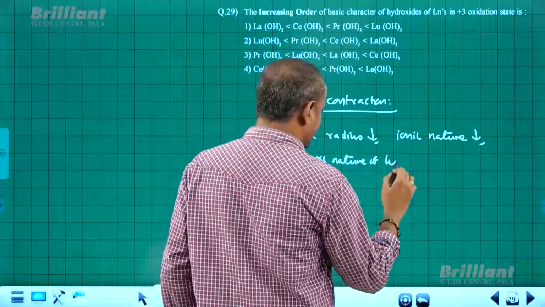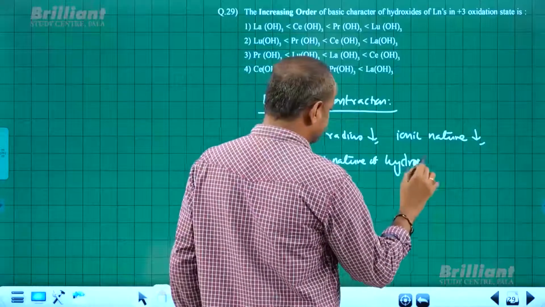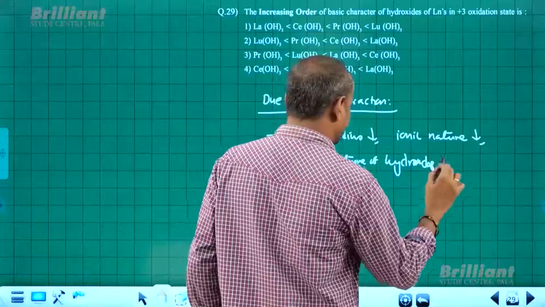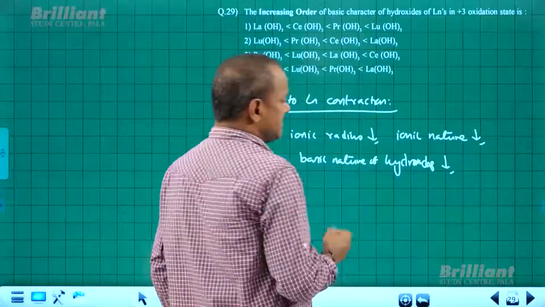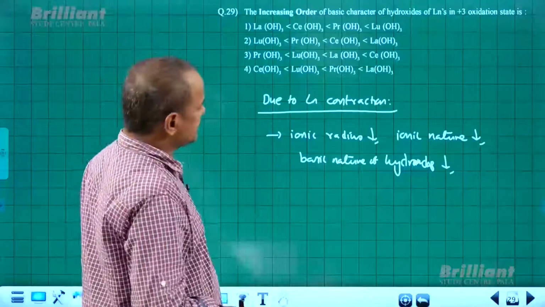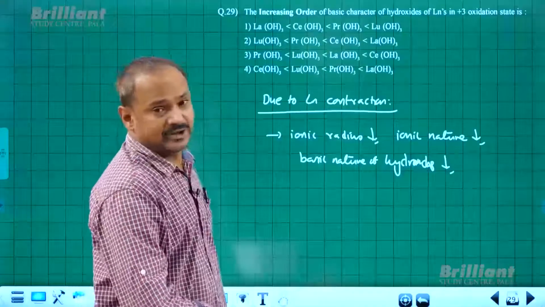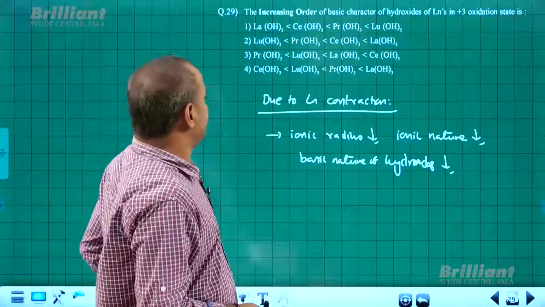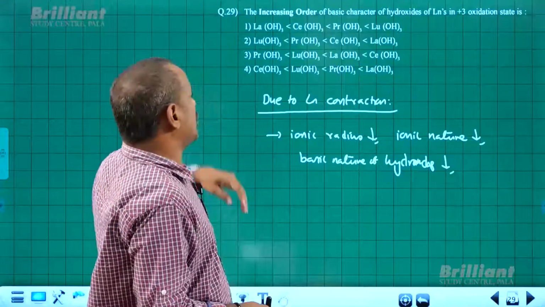Basic nature of hydroxides also decreases because of decrease in ionic nature. Highly ionic compounds are strong bases, but down the group covalent character increases. Covalent character means a weak base. That's why lanthanum hydroxide is a strong base.